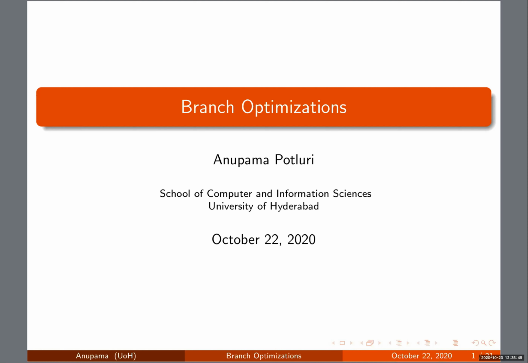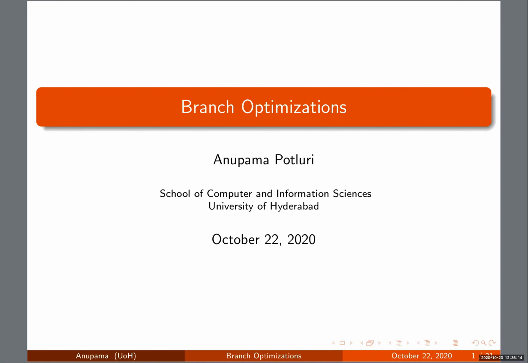Okay, so now this is a whole presentation on branch optimizations. After thinking a lot, I decided that I'll bring all of branch optimizations together into a single presentation at this point of time itself. Actually, these are distributed in different parts in the textbook.